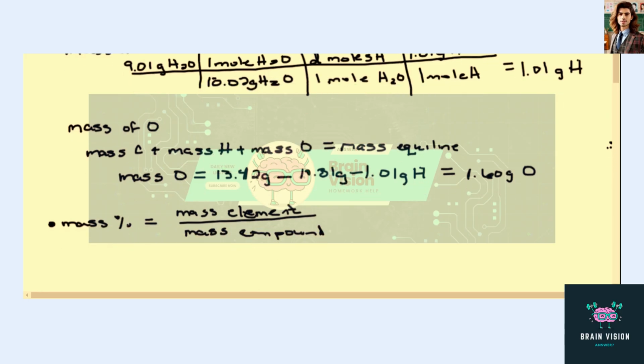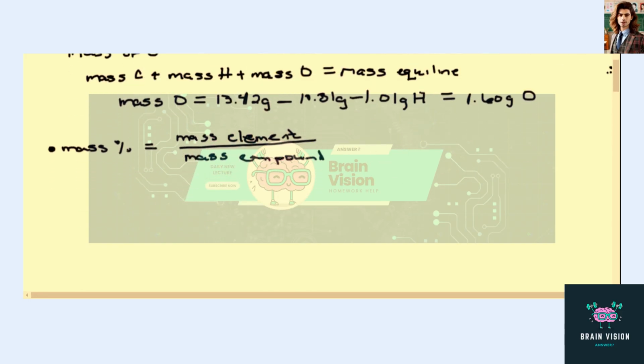Okay, so what we have here is the percent of carbon is going to be equal to the mass of the element, 10.81, over the total mass, which was 13.42. And of course, this is going to be multiplied by 100 to get the percent. So this is 80.55%.